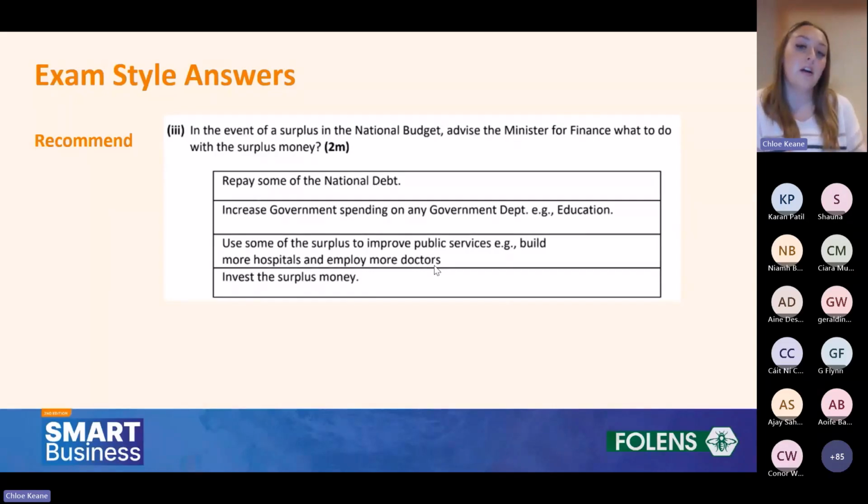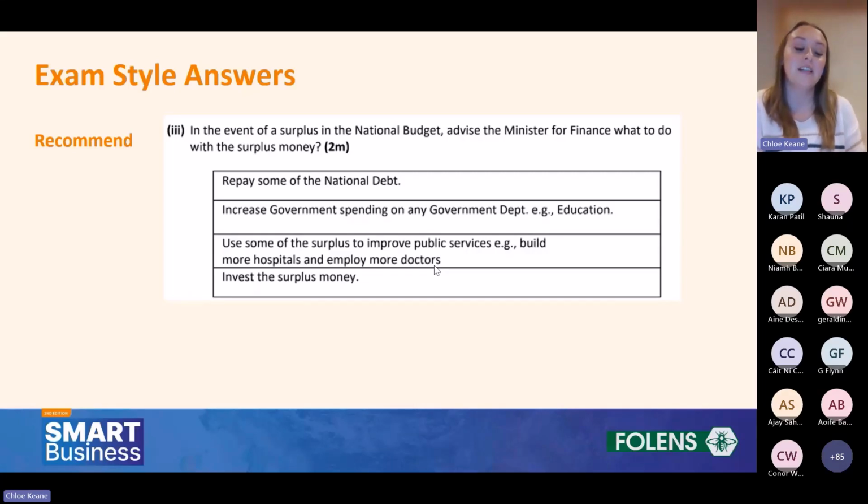So it said, in the event of a surplus in the national budget, advise the Minister for Finance on what to do with the surplus money. So they're asked to give some sort of a recommendation or advice here. Now, I tried to say, and they're mad for this, I don't know why, but anytime it comes to the Minister for Finance and the national budget, I don't know about your students, but mine are mad to say reduce taxes. They would just love if the taxes could be reduced.